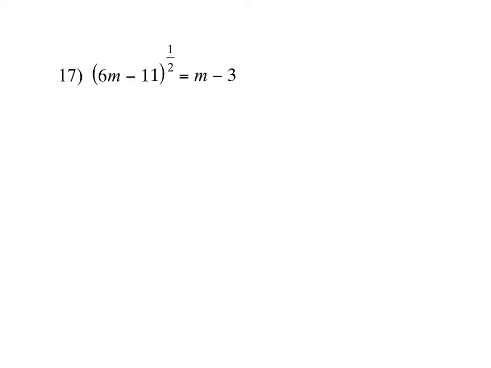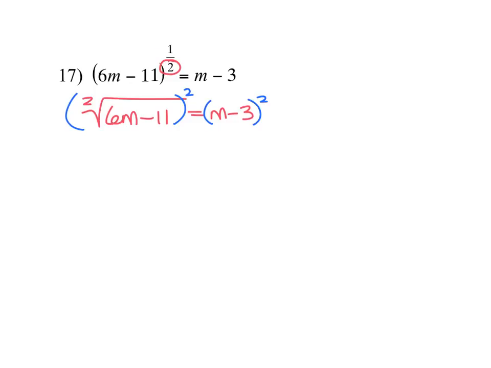All right, 17. The only thing you might want to do, remember root. The 2 is a root, so you might want to rewrite this. You don't have to, but it helps. I think it's been helping some of you to rewrite it. So I need to undo the square root, so I'm going to square it. So I'm just left with 6m minus 11.